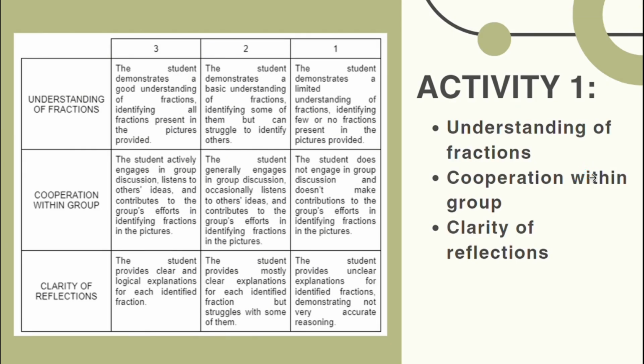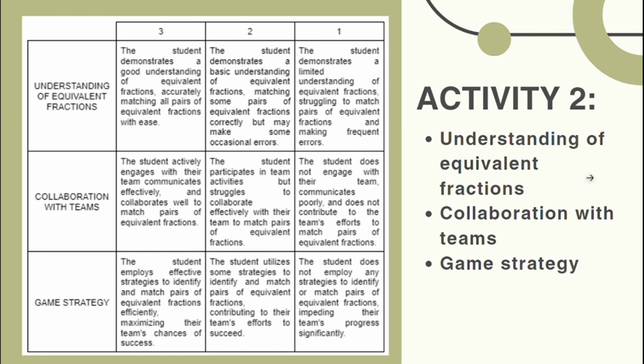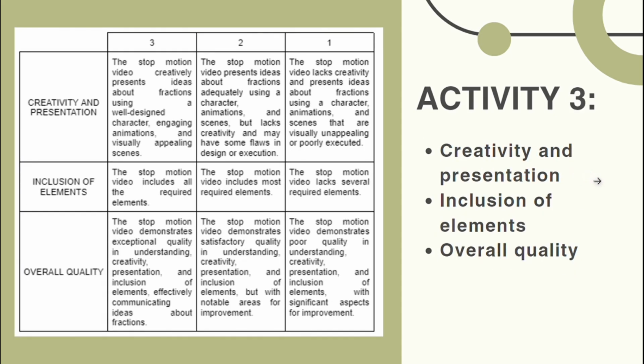These are the rubrics for evaluating the students individually in the different activities. 3 points will be given to the students who perform as expected and achieve all the goals of the activity. 2 points will be given to those students who performed generally well but with some aspects to improve. And 1 point will be given to those who don't perform as expected and consequently don't achieve the goals.